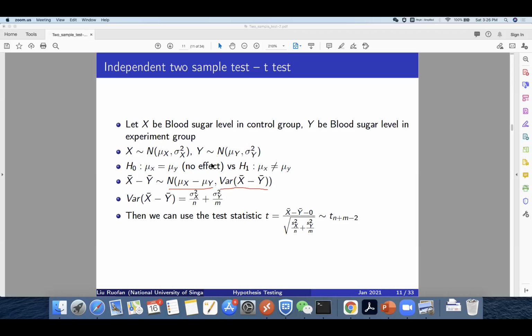I have a question in terms of terminology here. In the last line, the T with n plus m minus 2, what does the n plus m minus 2 mean? N is the number of examples in X. M is the number of examples in Y. And this n plus m minus 2 is the parameter for the T distribution. So it's the degree of freedom for the T distribution.